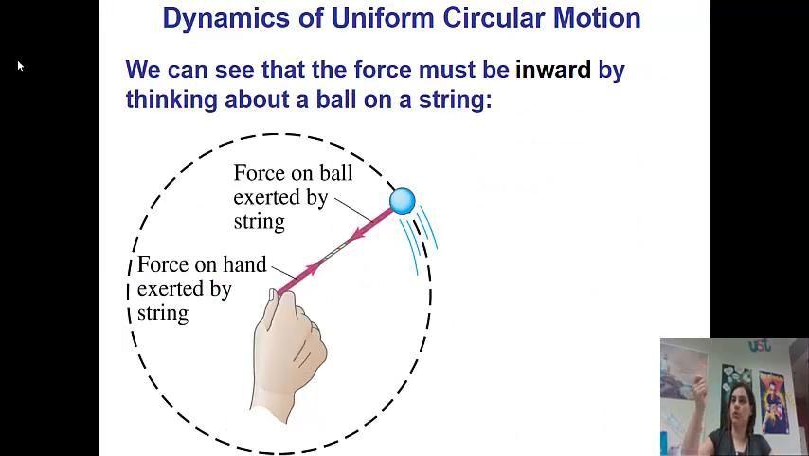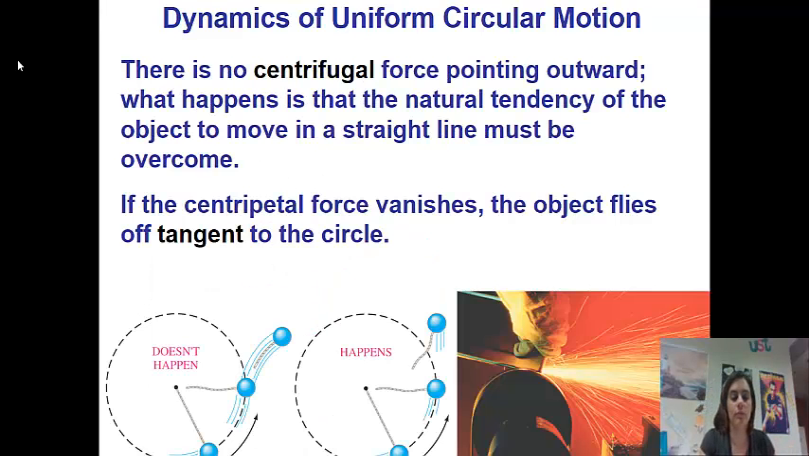So remember, it's that constant pull, pull, pull, pull, pull on the ball that keeps the ball moving in the circle. If it's a planet moving around the sun, it's the gravitational attraction between the planet and the sun pulling the planet back into that, well, not quite circular path, as we know from Kepler's first law of planetary motion, but pulling it into that curved path.